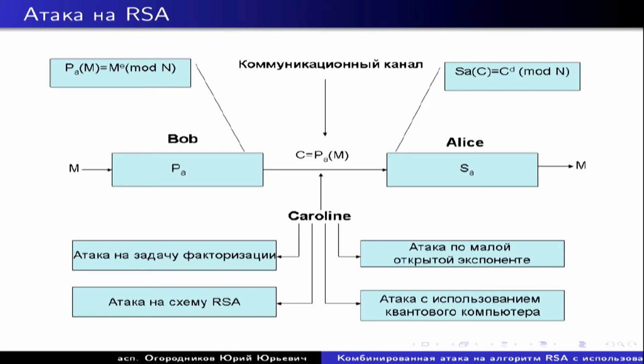Here is our cryptanalyst, which intercepts this message and tries to recover it, tries to recover the secret key. What are the methods used here? You can attack RSA through factorization, the open exponent, and you can attack through the use of the quantum computer.